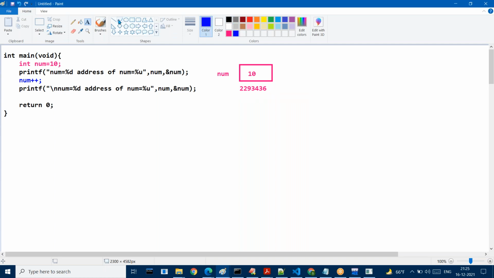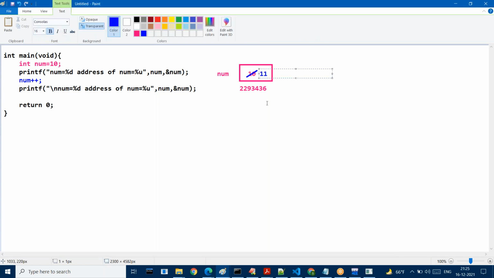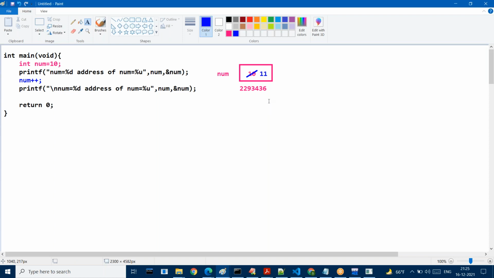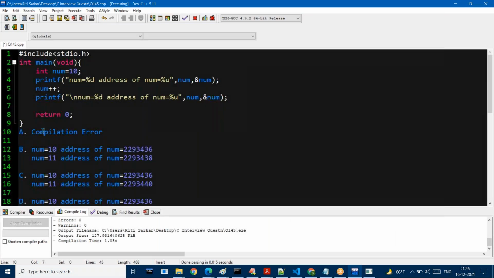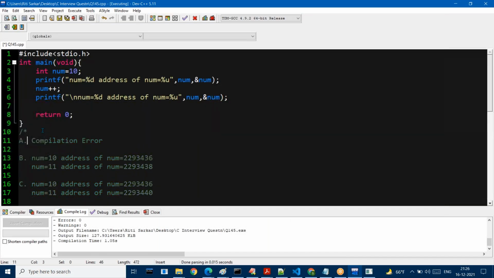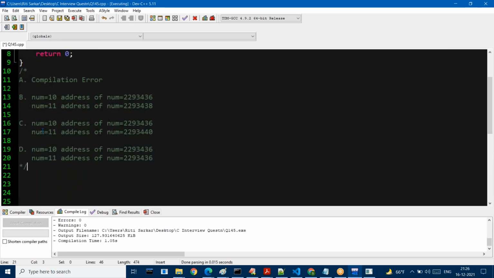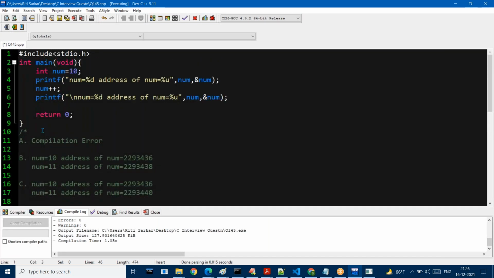Next, num plus plus. Num plus plus means, sir, num will increment. Will the address increment or the value increment? Sir, the value will increment. So is your address going to change or will it be same? Sir, the address will be same. It's not going to differ. Of course, you will not get that 36. When we compile and run, we will get a different address. But the address will be same, sir. Whatever address comes, that will be same.